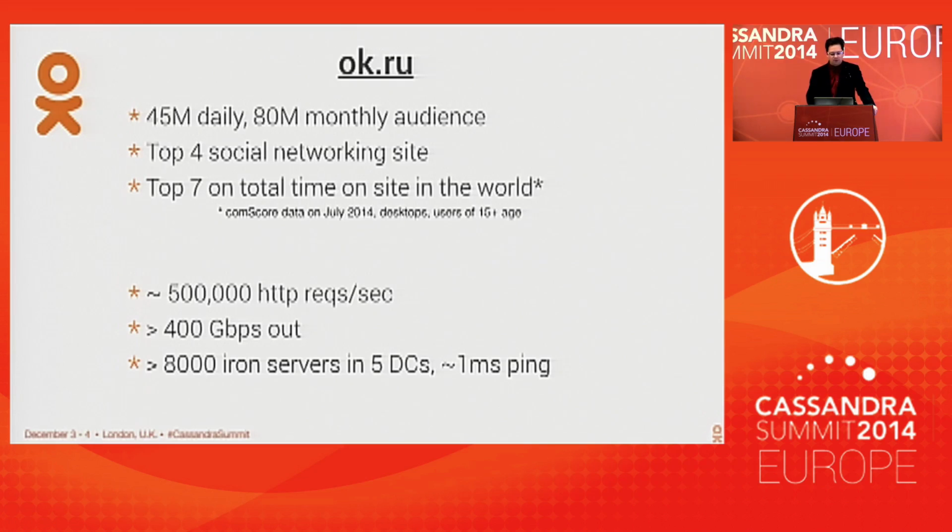And OK.ru is fairly highly loaded. We have a lot of requests to our front ends every second. This load is processed by 8,000 servers located in 5 data centers. All these data centers are located in Moscow, and network latency is small between them. This, of course, simplifies our multi-data center setups.